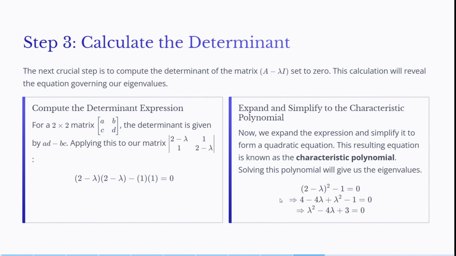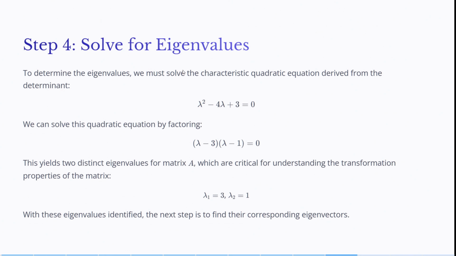This quadratic equation is called the characteristic polynomial. Solving it will give us the eigenvalues. Now we can solve this polynomial equation using the method below. If we solve this, we can factorize it into this equation, and solving it, we get the first eigenvalue as 3 and the second eigenvalue as 1. These values tell us that the scaling factors along the eigen directions of matrix A are 3 and 1.